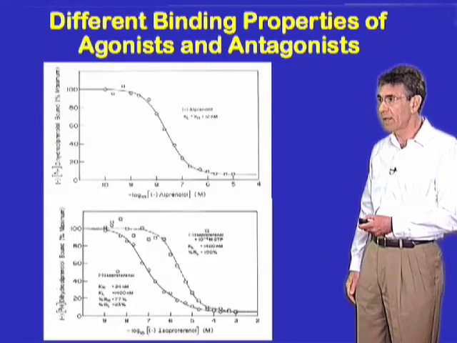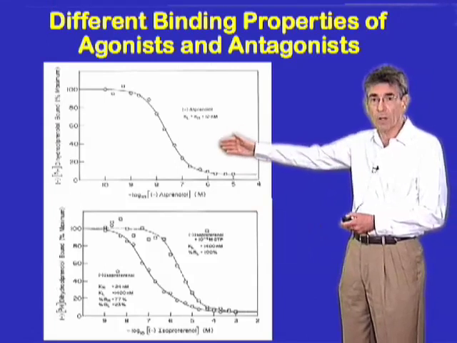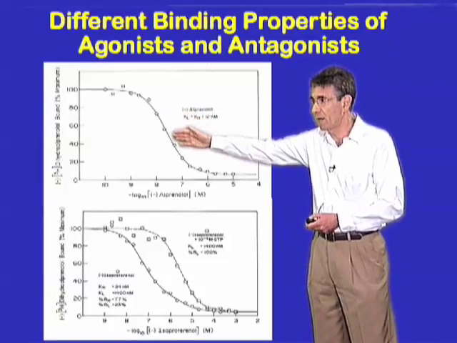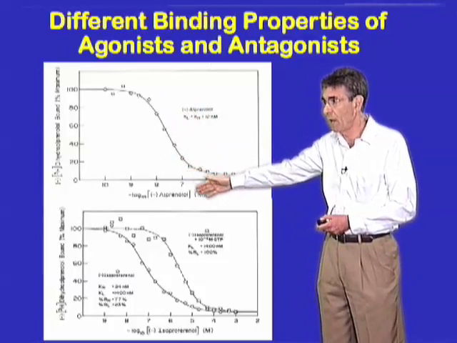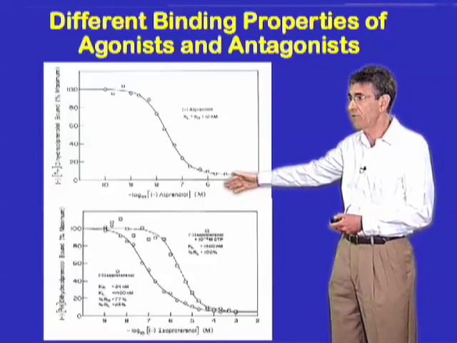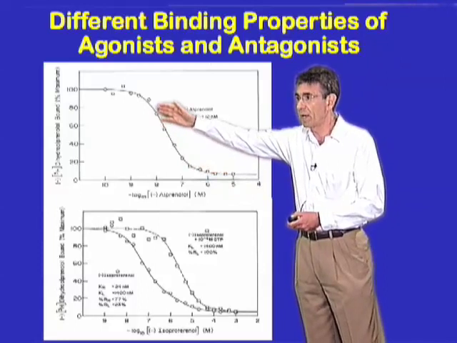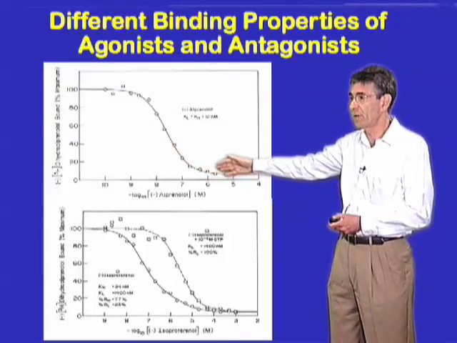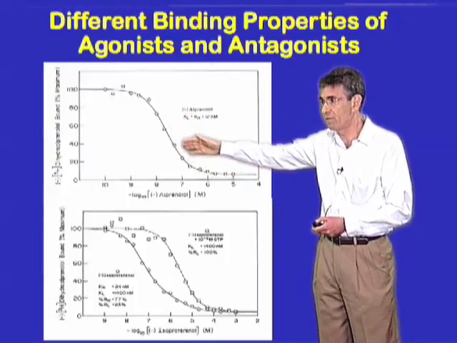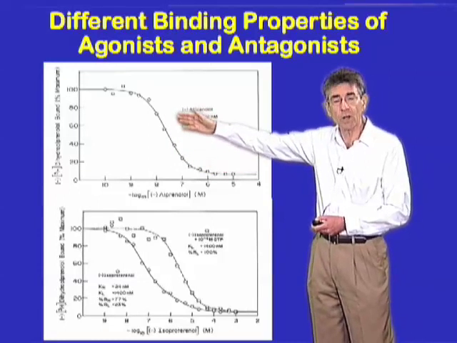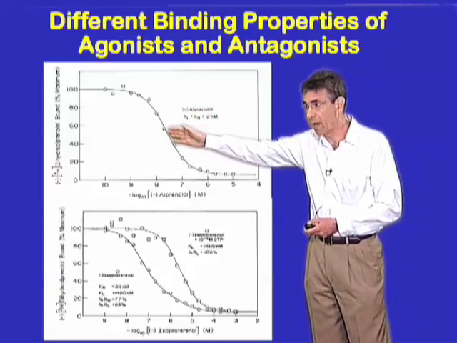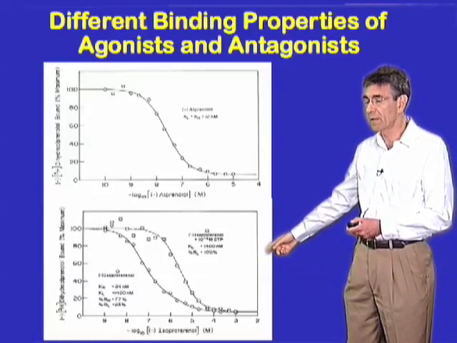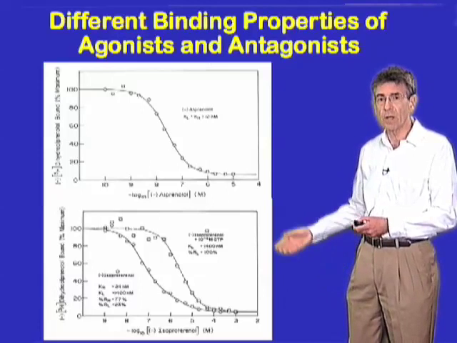Then an unlabeled antagonist, such as alprenolol or propranolol, is allowed to compete at increasing concentrations and to block the binding of the radioligand. As you can see, this leads to a classical sigmoidal dose-response curve. We refer to this as being uniphasic. It has a Hill slope of 1. It is Michaelian.